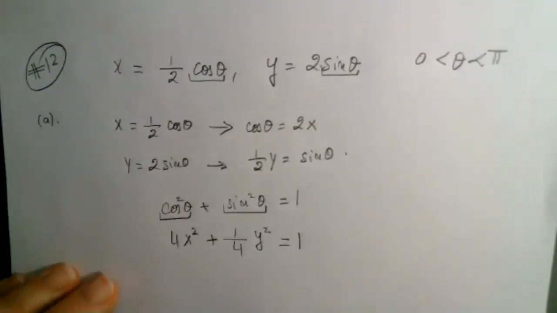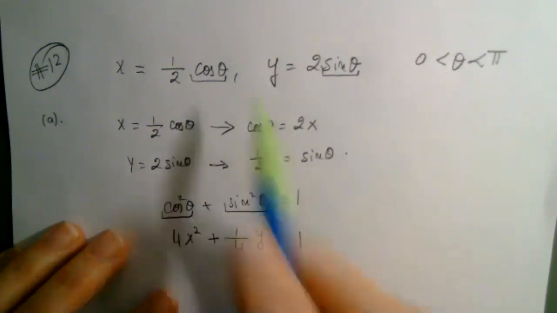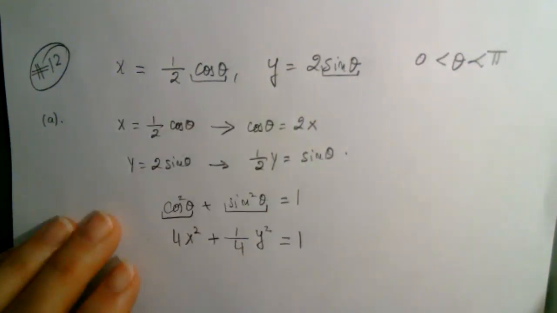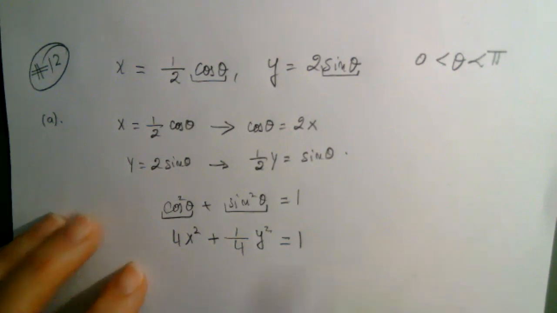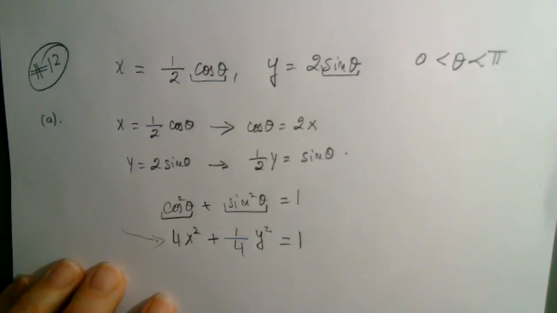So as theta goes from 0 to pi, the point x and y will be located on what type of graph? It means this here is the equation of what? Quickly. This is the equation of what? Absolutely not. That's absolutely an ellipse. That's 4x squared plus 1 over 4 y squared.